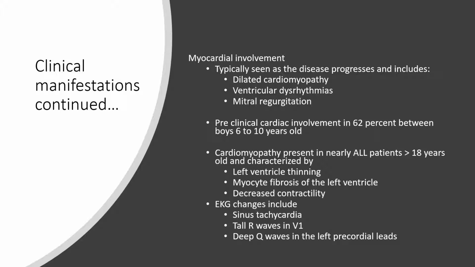So, preclinical cardiac involvement occurs in 62% of boys between 6 and 10 years old. That's pretty significant. And cardiomyopathy is present in nearly all patients greater than 18 years old. Some of the EKG changes you see: sinus tach, tall R waves in V1, deep Q waves in the left precordial leads. And as the disease progresses, you'll see mitral regurg, ventricular dysrhythmias, dilated cardiomyopathy.